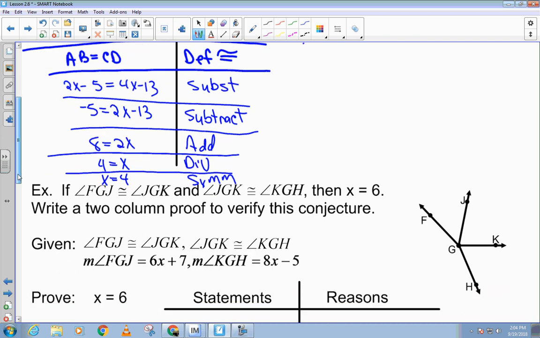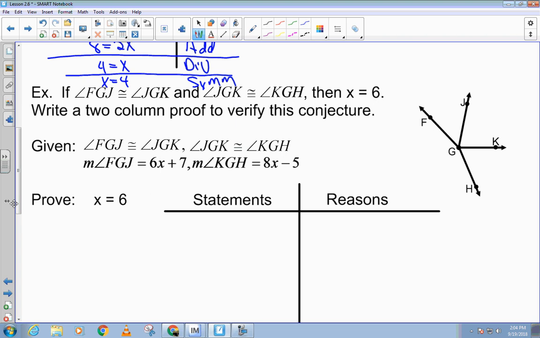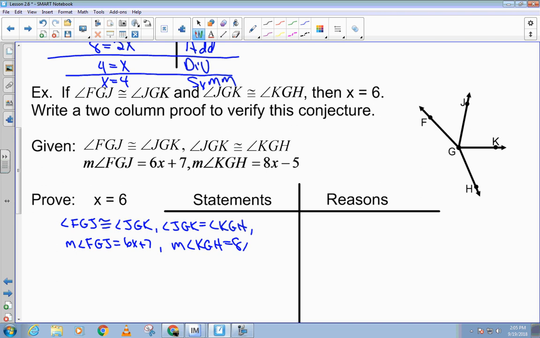Okay. Here's another one. Alright, now this has a lot of givens, so I'm going to go ahead and write the given down and then we'll talk about it. Okay? So angle FGJ is congruent to angle JGK. Angle JGK equals angle KGH. And the measure of angle FGJ equals 6x plus 7. And the measure of angle KGH equals 8x minus 5.